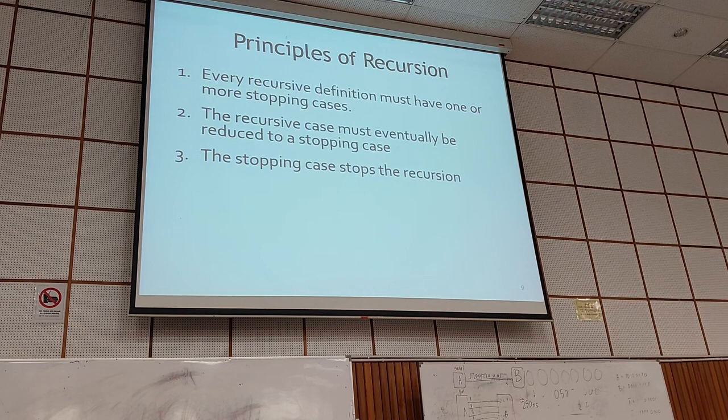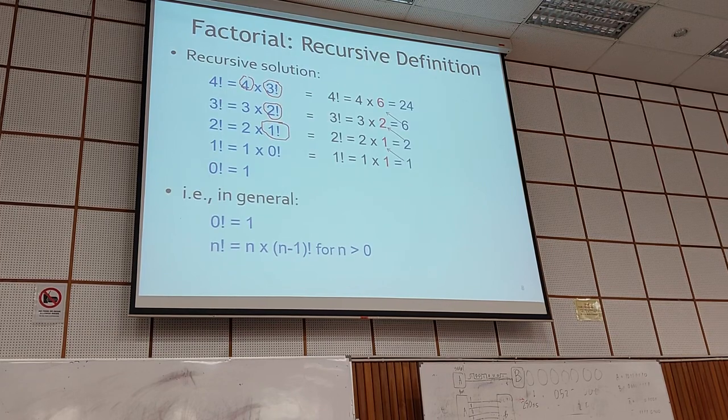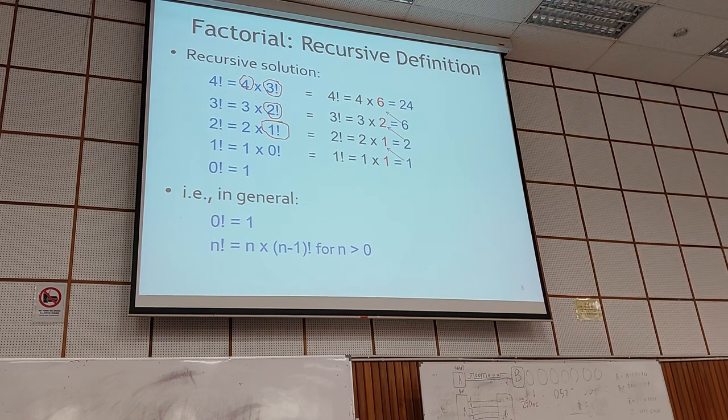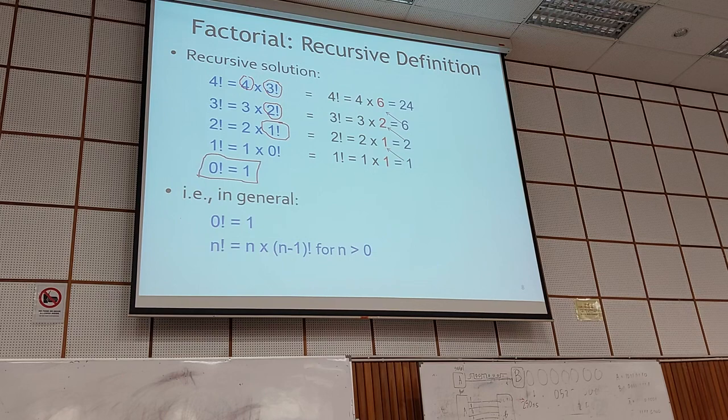Okay, now the principle for writing your recursion: every recursive definition must have one or more stopping cases. Now, where is the stopping case here? I cannot infinitely break down into smaller parts. I must have a solution, right? Okay, my stopping case is here. This is where I stop finding a solution, because I already found the direct solution.